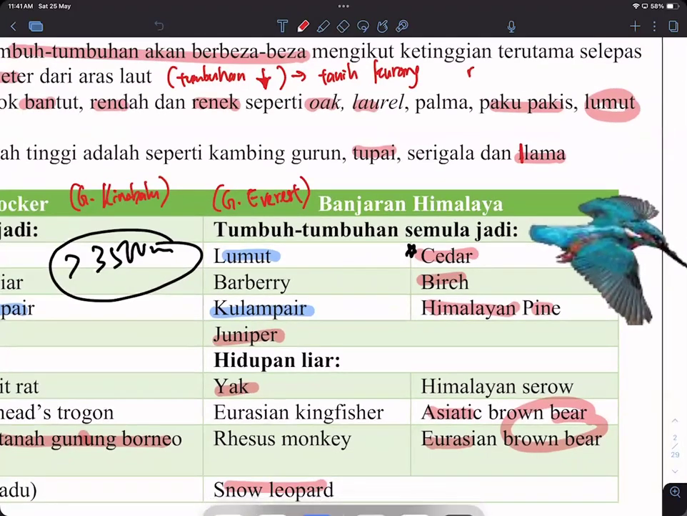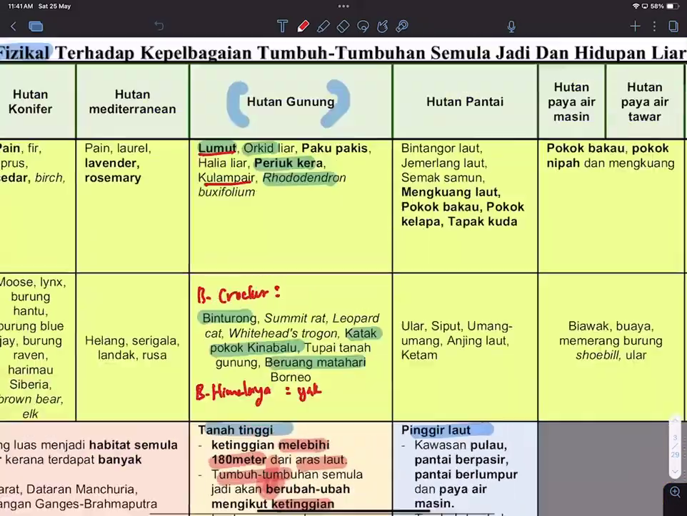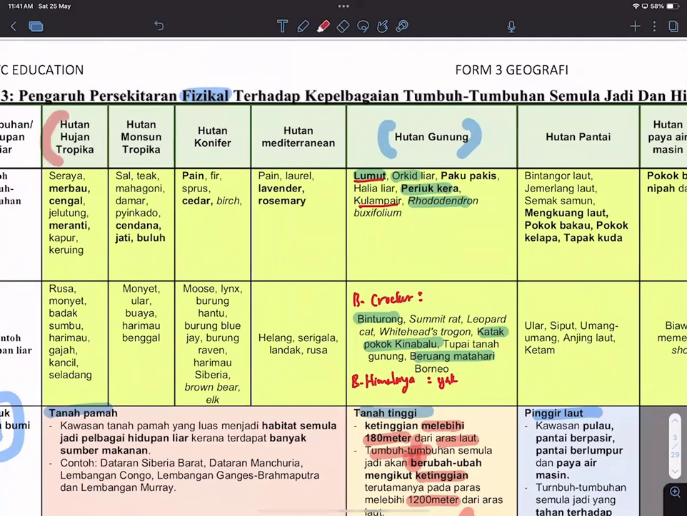Okay, so done for the hutan gunung. So guys, what is below the hutan gunung? We have the hutan hujan tropika, right? So I'm using blue color, which means we're back to the original hutan di Malaysia. So hutan gunung first, below is hutan hujan tropika.